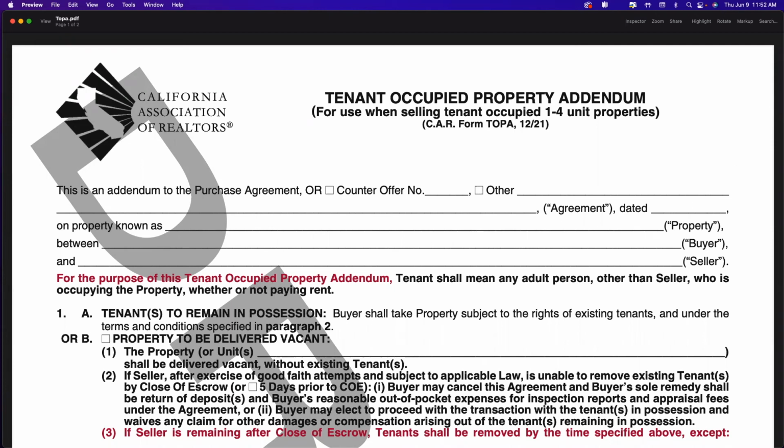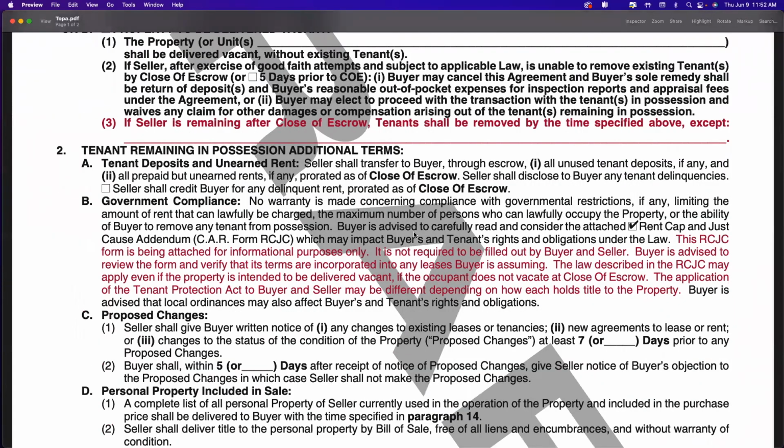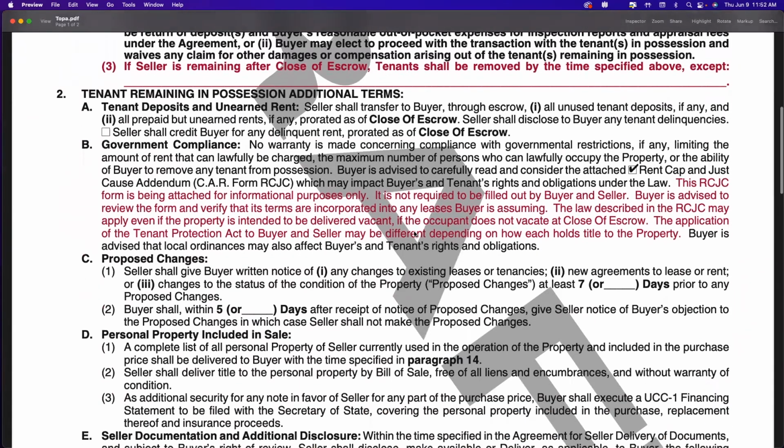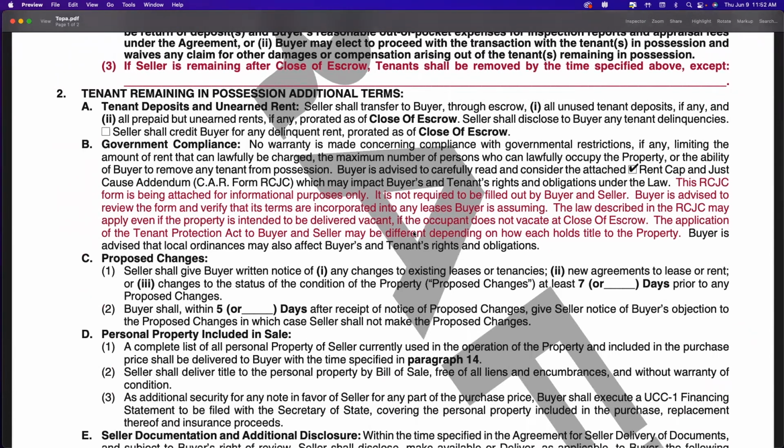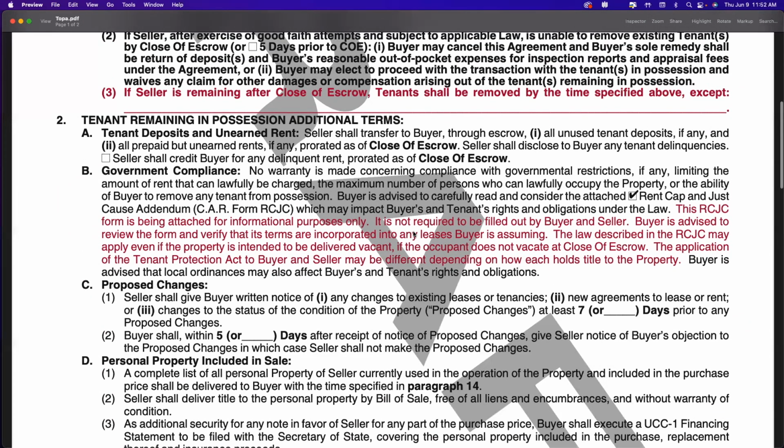All right. So this is a pretty new form, the TOPA, that I just wanted to bring up. There are some changes to it, and it's just one thing. The TOPA comes with that rent cap and just cause addendum. It comes attached with it. They just added this paragraph here that says it's an advisory. It's not something that has to be filled out, and it doesn't mean it's in effect. It just comes with the form, and it's an advisory.